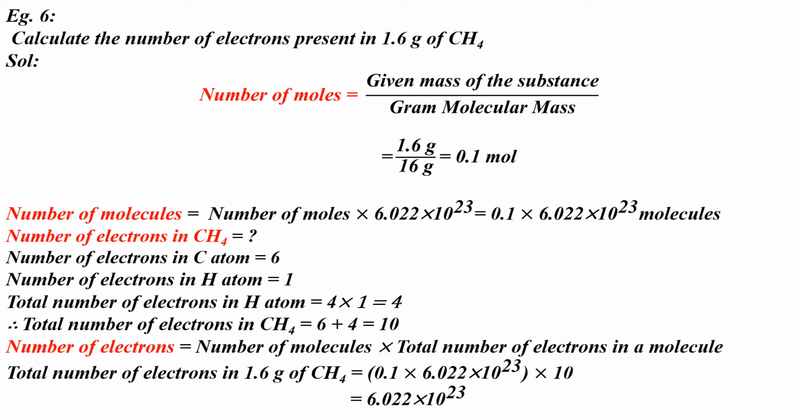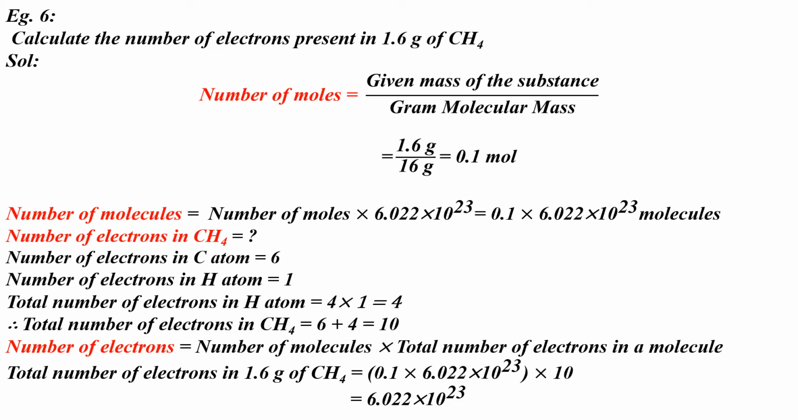Now, the number of electrons in a hydrogen atom. Since the atomic number of hydrogen is 1, the number of electrons in a hydrogen atom is also 1. Therefore, the total number of electrons in hydrogen atoms in the case of a methane molecule is 4 into 1 equal to 4, since there are 4 atoms of hydrogen in one methane molecule. Therefore, the total number of electrons in methane is 6 plus 4, that gives you 10. So, 10 electrons are present in one methane molecule.